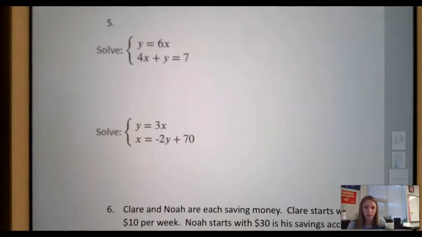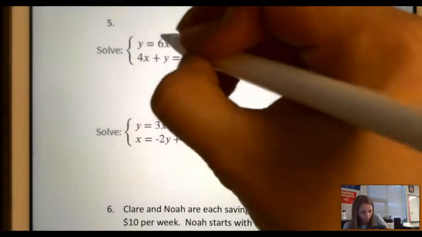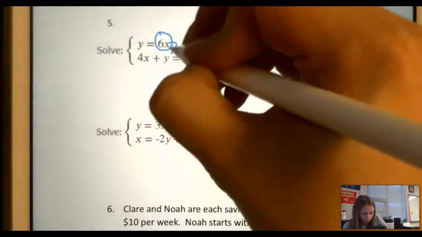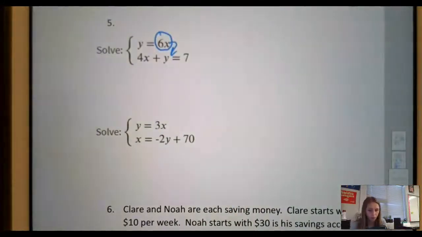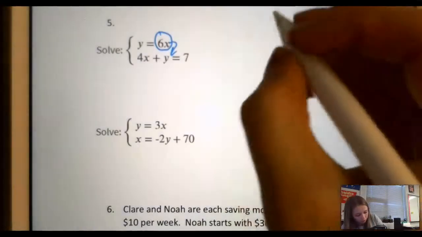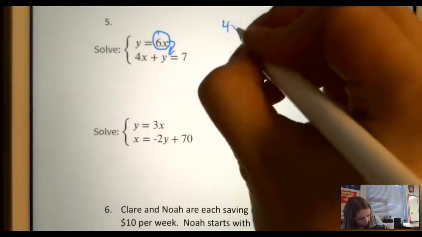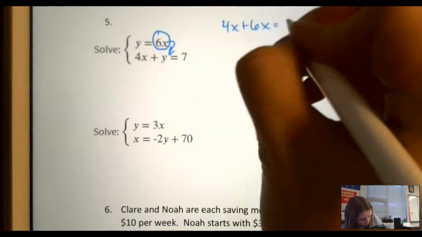Alright, now we have some systems to solve. You will have one system to solve on the test. Alright, so I have 6x is equivalent to y. Therefore, I can sub it in for y because it's the same. So, 4x plus 6x equals 7.